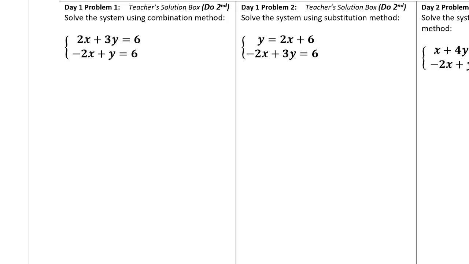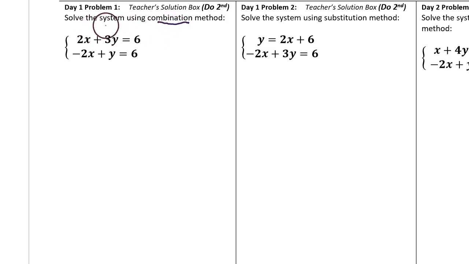Here's the answer for day one, problem one. Solve the system using combination method. The key step in combination method is to make one of the variables cancel away when you're combining the equations together. For that to happen, the variable terms must be opposites of each other.